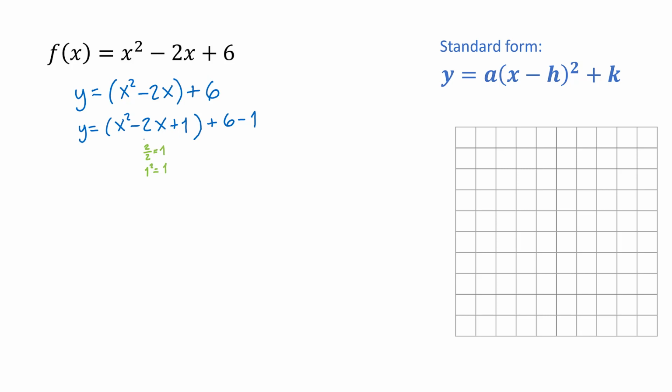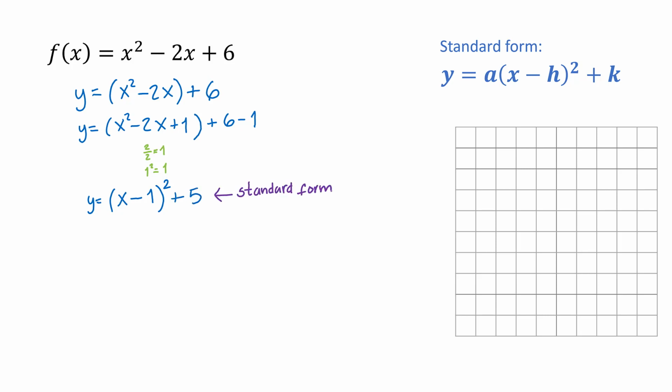Now that I have the perfect square trinomial, now I can factor it as a squared binomial. Remember the steps? Square root of the first term, x. Sign of the second term, negative. Square root of the third term, 1. These are the terms of the squared binomial. And then we solve 6 minus 1, 5.